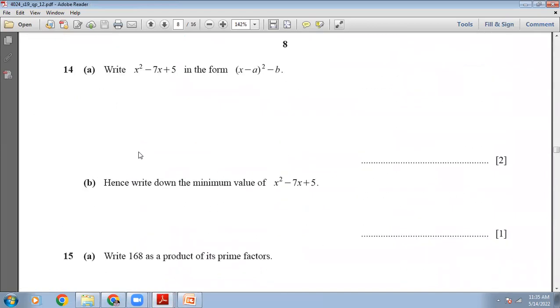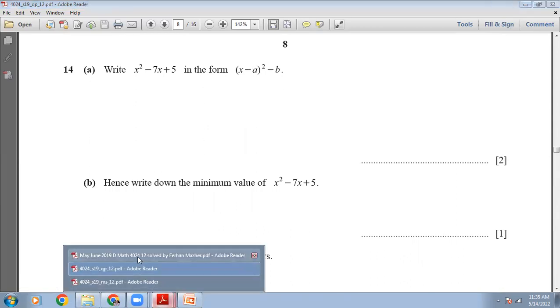The next question coming up on your screen is question number 14. Remember, this question is of the completing the square method, but in your exam, he never used the word apply the completing the square method. He always uses this thing. He says write it in the form of x minus a whole square minus b. He will never use the words apply the completing the square. But you should remember, when they ask you to make this shape, it means apply completing the square method.